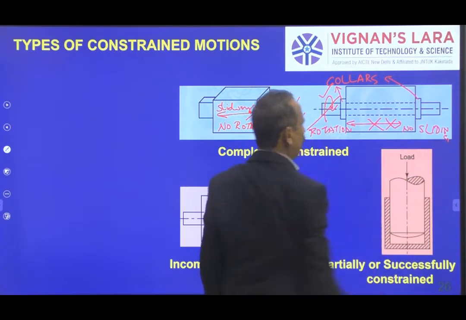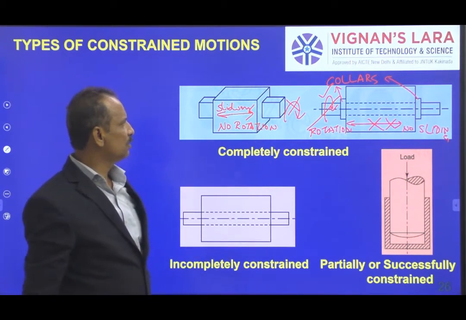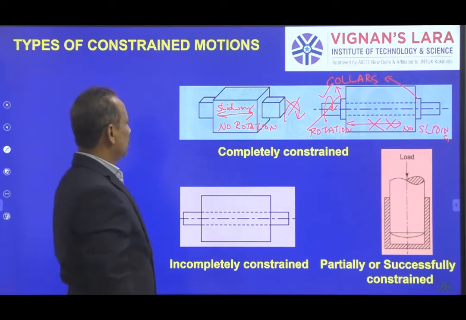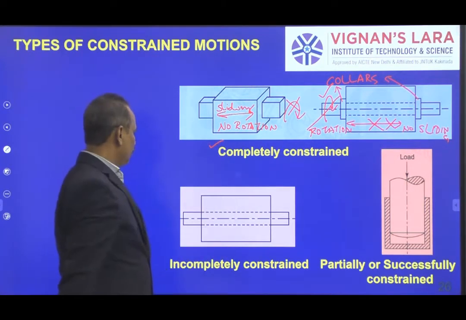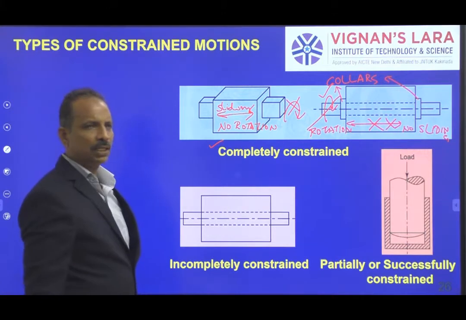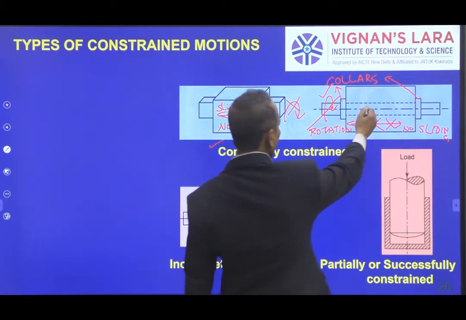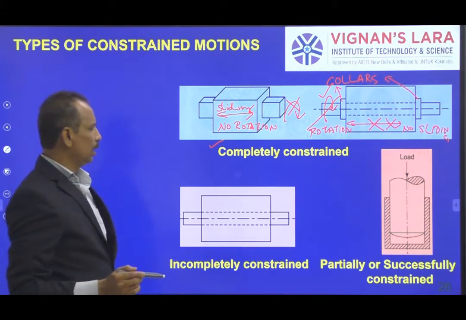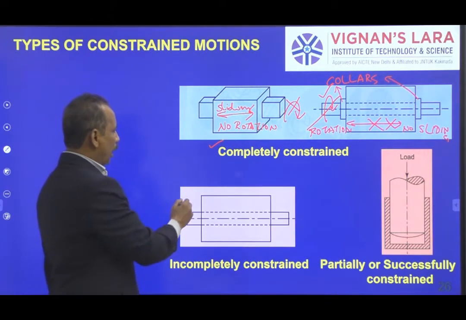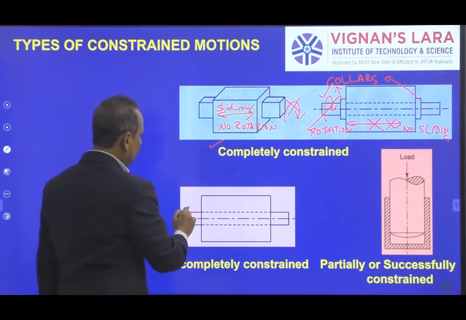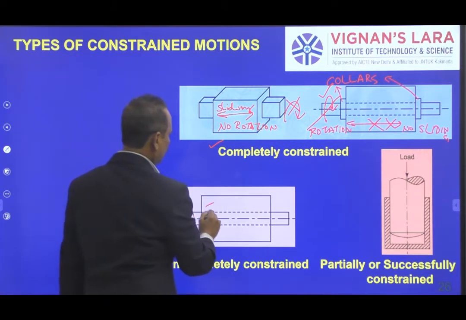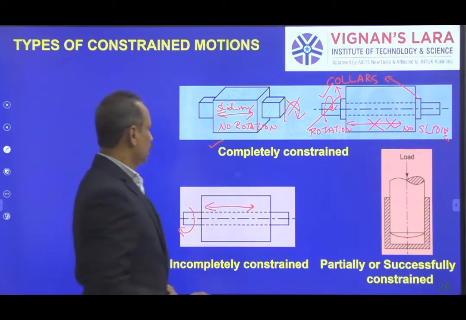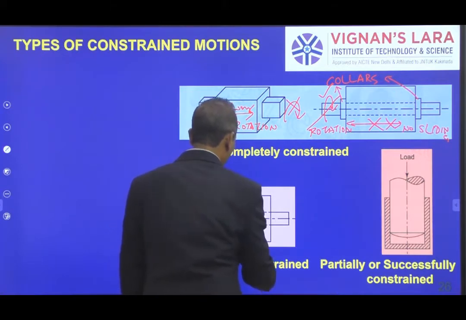Even though the geometry permits, the constraints which we have given will not permit it to slide. This is called completely constrained motion. Then coming to incompletely constrained motion, a similar example is given here, a circular hole in a circular object, but collars are not available, so this can be rolled and this can be slid. Either this can be rolled or this can be slid. This is called incompletely constrained motion.